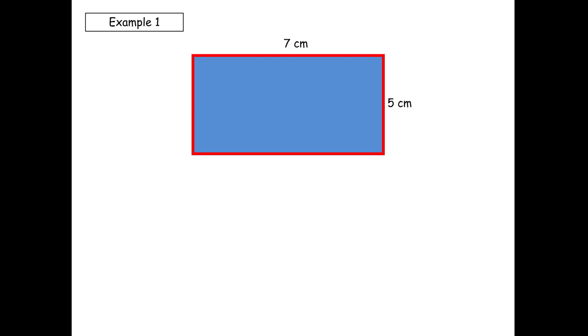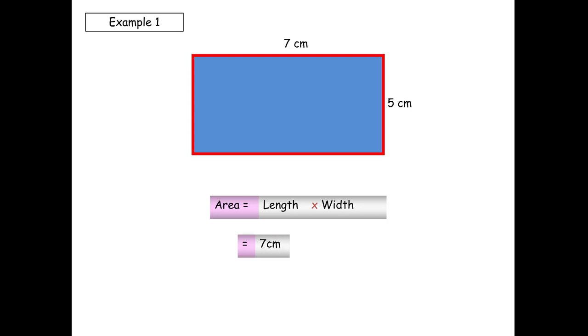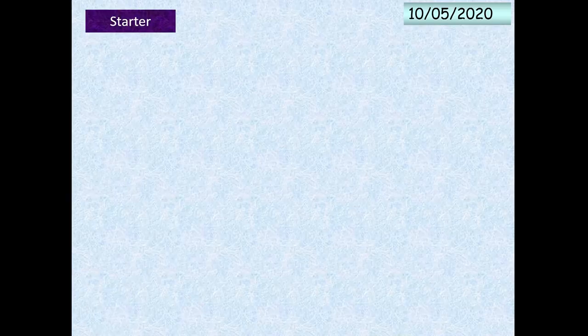Okay, so just a quick reminder for you. This is a rectangle, and can you recall how we find the area of a rectangle? The area of a rectangle is given by its length multiplied by its width. Length in this case is 7 centimeters, and the width is 5. 7 times 5 is just 35 centimeters squared.